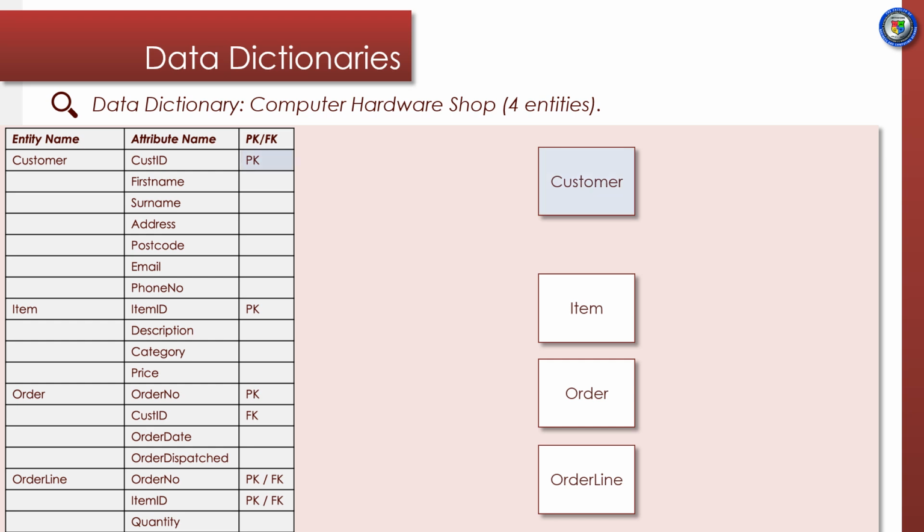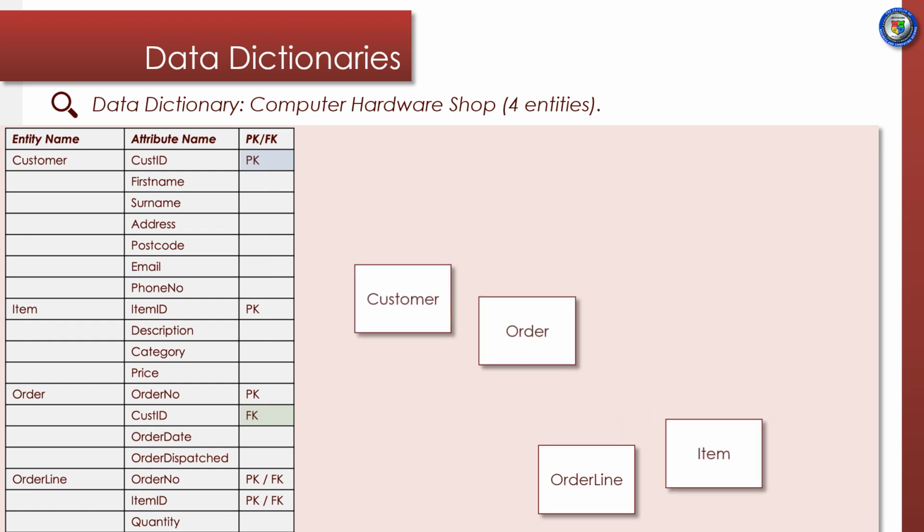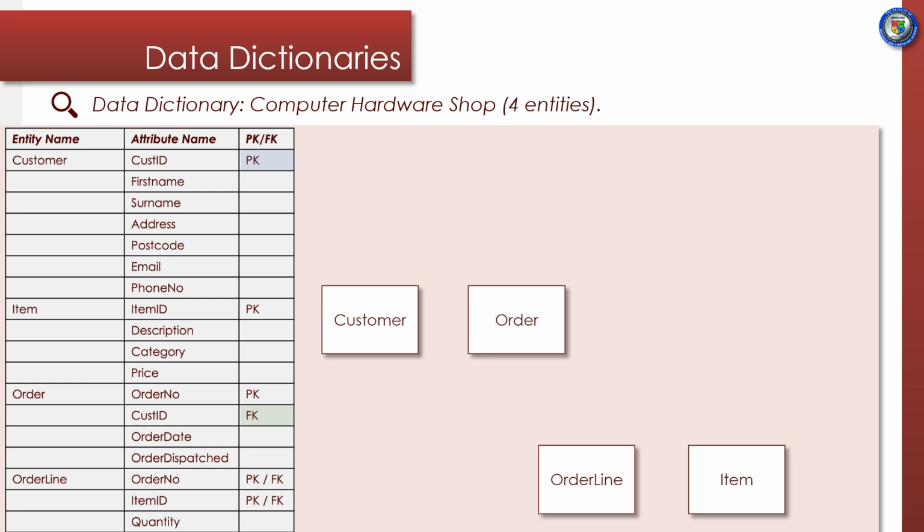We can clearly see that our customer entity has the primary key of customer ID, and we can see this repeated in our order entity as the foreign key, highlighting a clear relationship. This is our one-to-many relationship between customer and order.